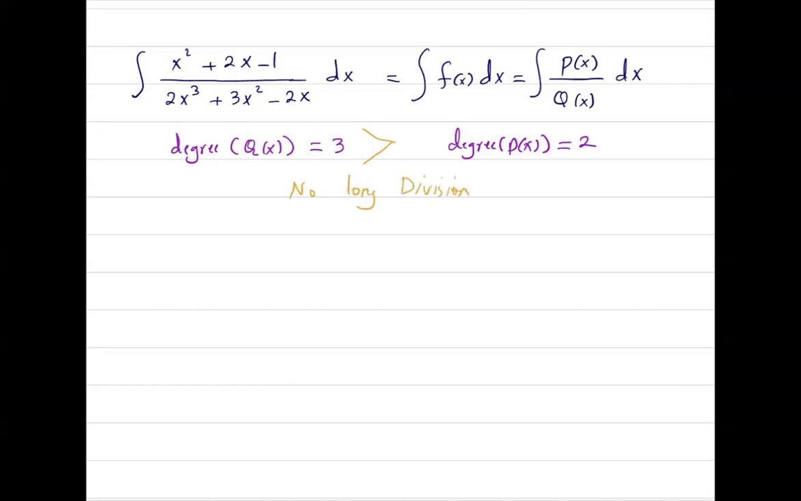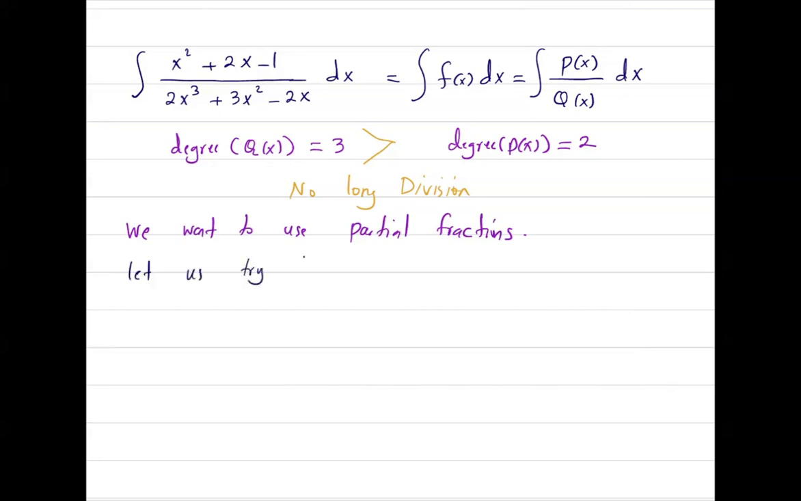If the degree of the denominator and numerator are the same, you have to do long division first. If the degree of the numerator is more than the degree of the denominator, you have to do the long division. So now let us break down the denominator into smaller pieces. We want to use the method of partial fractions. Let's see which case is this. We need to break down the denominator into smaller pieces.